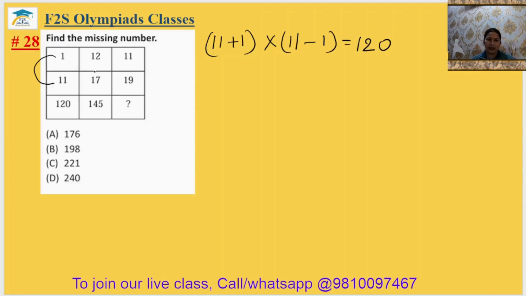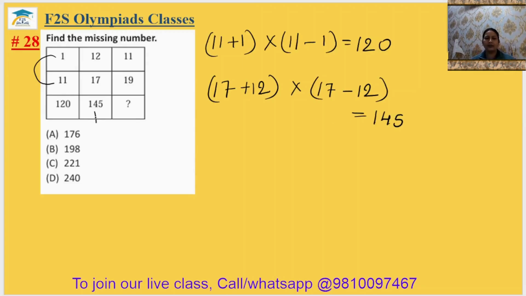In the same way, the second column will be 17 plus 12 multiplied by 17 minus 12. So this is your 29 multiplied by 5. This is your 145. It is in the third row. So the same pattern will follow in the third column also.